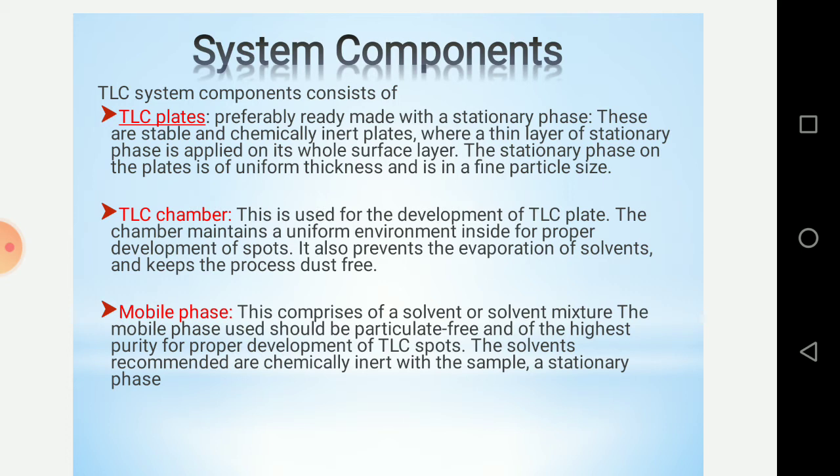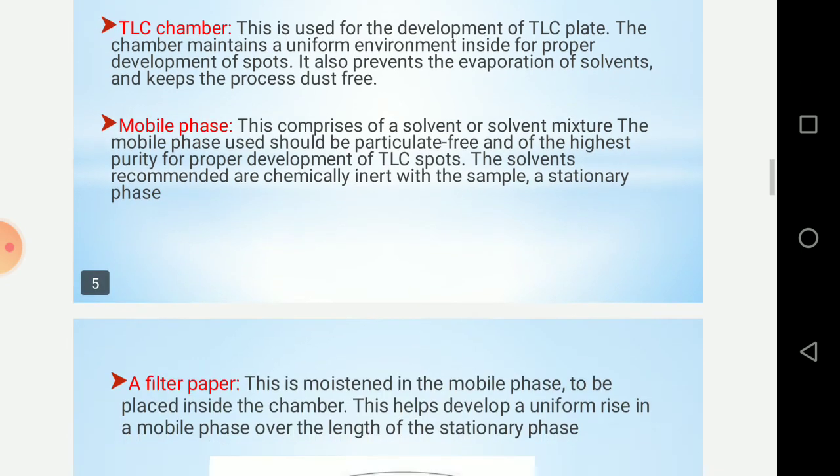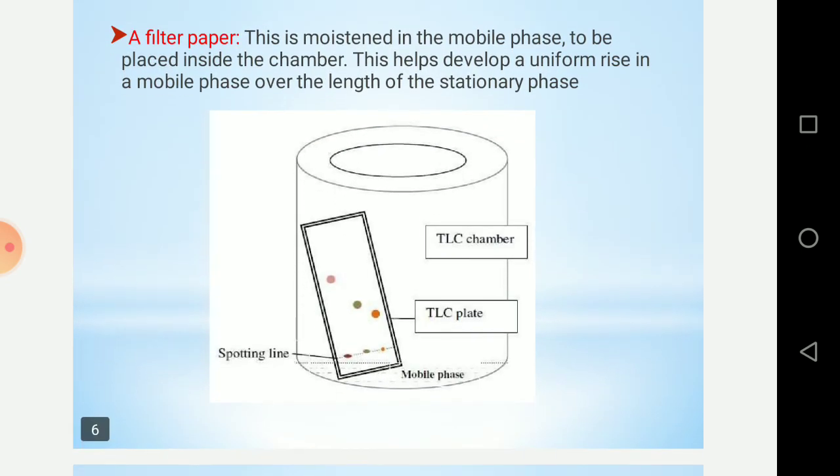Mobile phase. This comprises a solvent or solvent mixture. The mobile phase used should be particulate free and of highest purity for proper development of TLC spots. The solvents recommended are chemically inert with the sample and stationary phase. So the mobile phase basically runs on the stationary phase. A filter paper. Filter paper is basically used for different purposes.